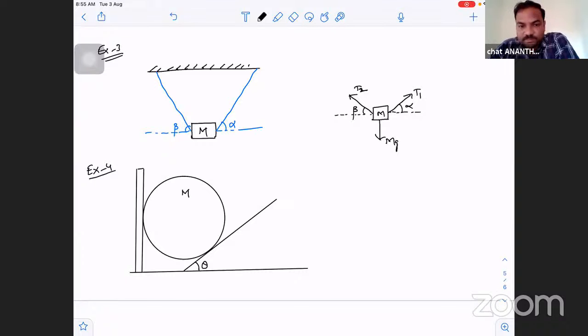See, first of all, the weight mg will act downward. Actually, we have to draw the other diagram, but for now we are not drawing it. So we are drawing all the forces on the diagram itself only. Actually, we have to take the sphere separately and draw the forces. So then this is one contact. This is the contact. So the sphere is in contact with the inclined plane.